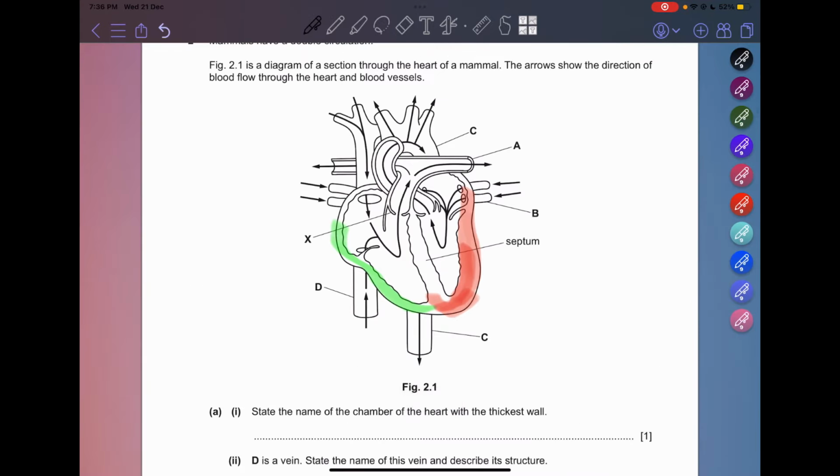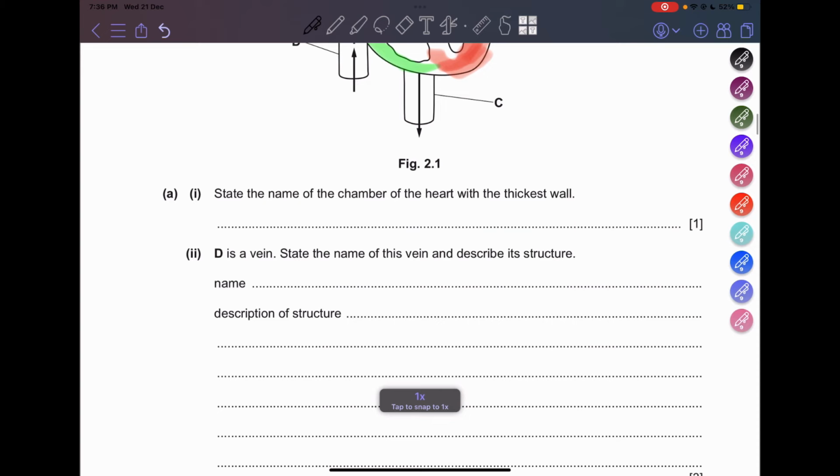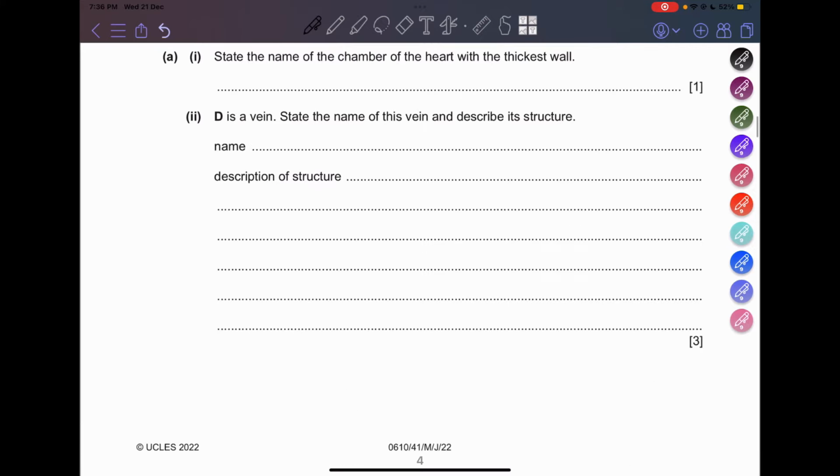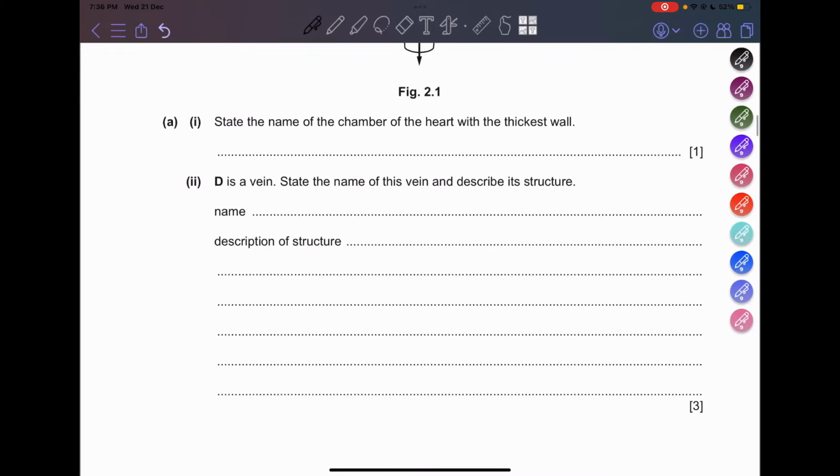D is the vena cava. The vena cava is the vein that brings deoxygenated blood from all over the body into the heart. So we have to write down the description of its structure. As we all know, any vein has valves, a wide lumen and a thin wall. You can write these down and you will get the 3 marks. This is just a question where you mention the vein structure that we all know. So you can mention that down.